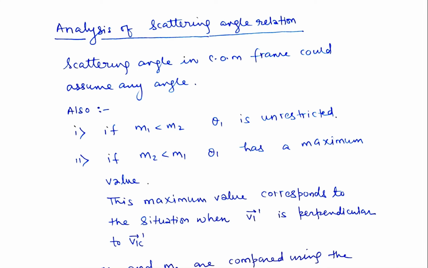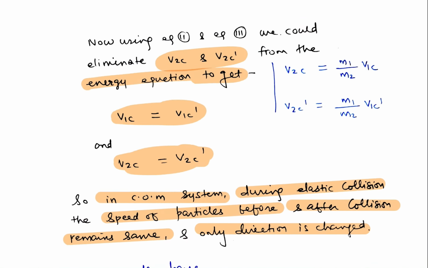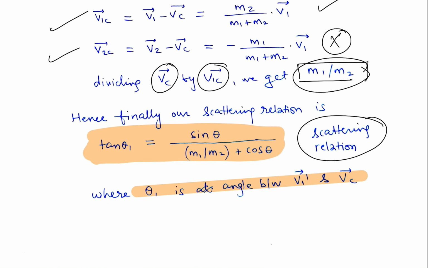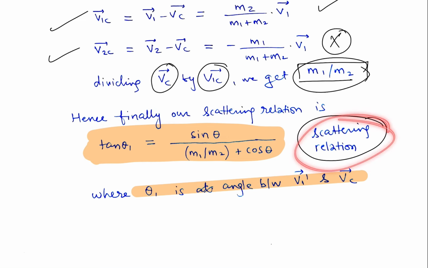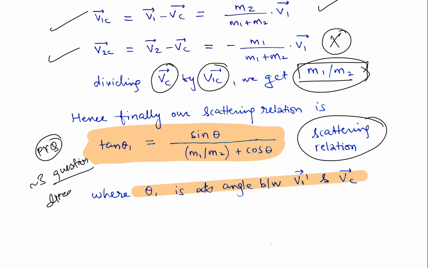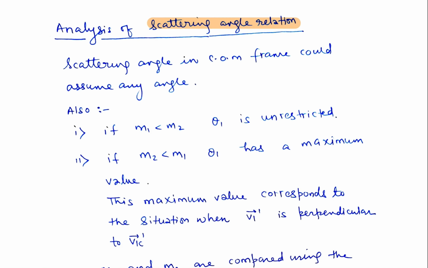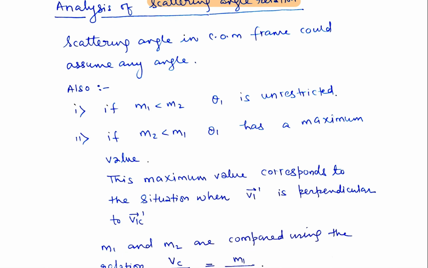So now we are required to perform some analysis of the scattering angle relation. Okay, this is the relation of the scattering angle. We call it a scattering relation. Okay, and this is PYQ. Let me tell you, this is PYQ. A minimum of 3 questions have been asked directly. Okay, and this is a core topic. So they will definitely ask the PYQs, future questions from this.